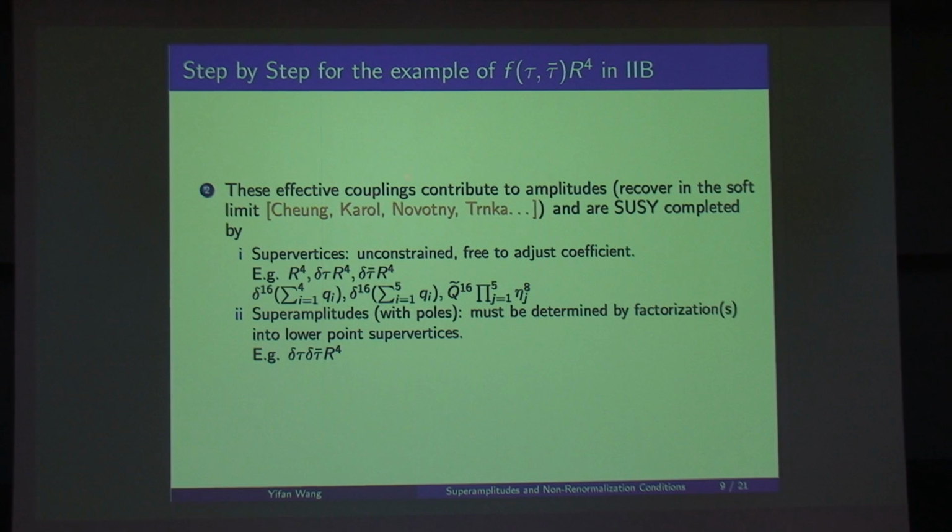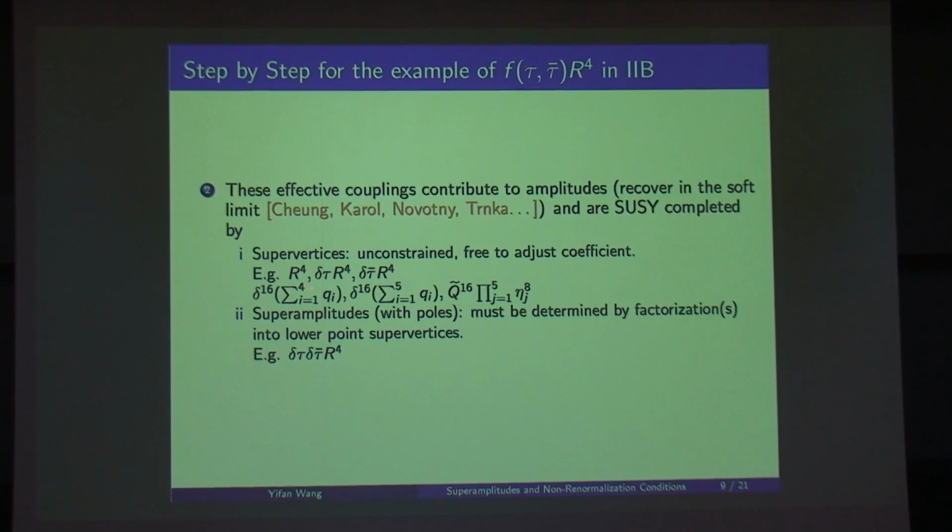And this kind of effective coupling obviously contributes to the amplitudes at the corresponding level of derivative expansion, and also to the corresponding number of external legs. And because of the supersymmetric theory, by assumption, they must be supersymmetrically completed, either at a Lagrangian level or at the amplitude level. At the amplitude level, it can be supersymmetrically completed by some supervertex which has no poles, and for such reason it is unconstrained and you can freely adjust those coefficients. This is the case for the R^2 F^4 coupling, and this delta tau R^2 F^4 coupling and delta tau bar R^2 F^4 coupling. So you just think of this delta tau and delta tau bar as the axio-dilaton, the soft axio-dilaton.